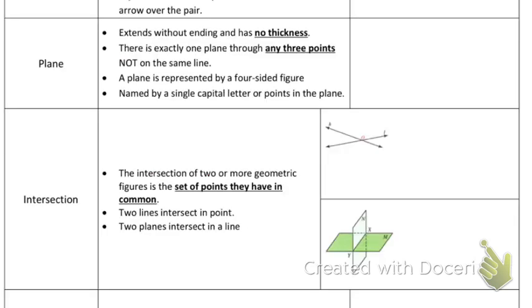A plane is going to extend in one more direction. A plane extends without ending and has no thickness. There's exactly one plane through any 3 points not on the same line. So let's kind of picture what a plane is in our head right now.